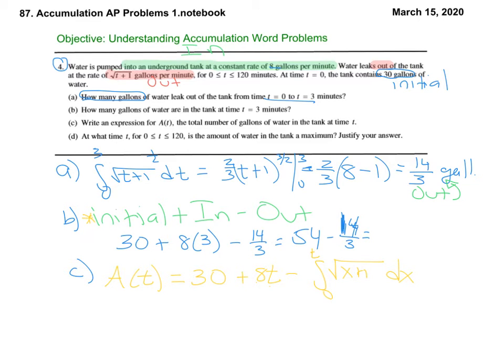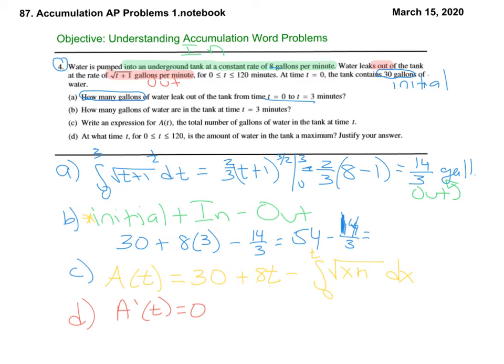All right, and the last one, D. This is the hard one. At what time t between 0 and 120 is the amount of water in the tank a maximum? All right, so how do you find a maximum? Always keep that in mind. Go back to your definition. A maximum is where the derivative equals 0. So we need to figure out, where does A prime of t equal 0?